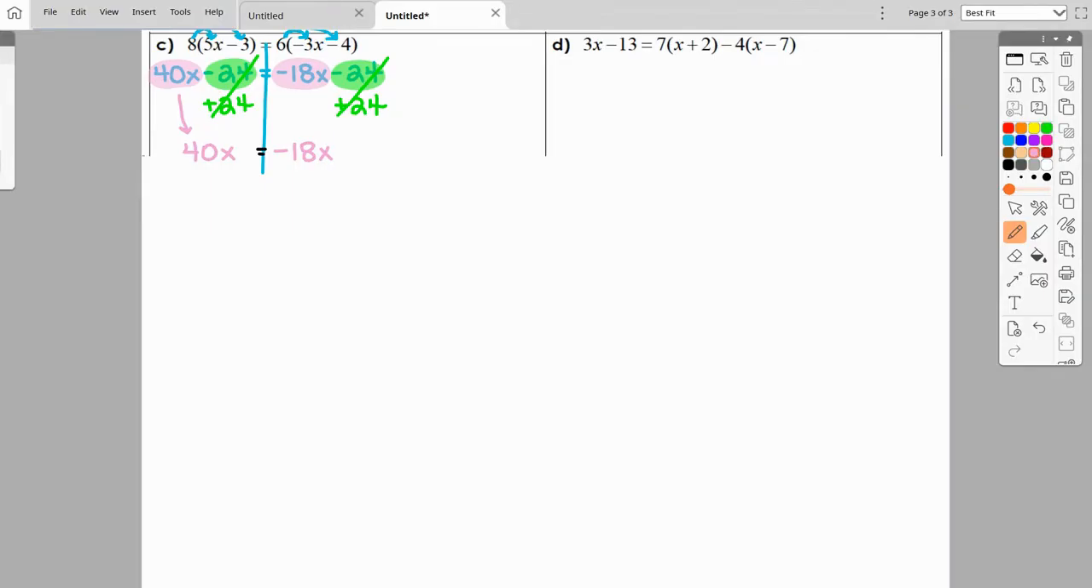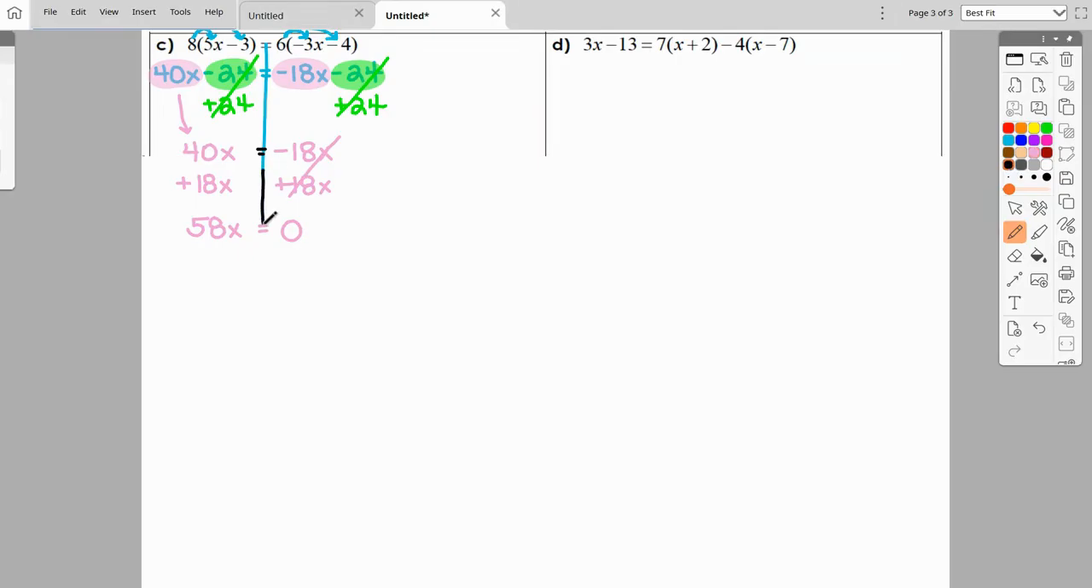Now I've got to combine my x's together. Want to move them to one side? I always like to move them to the left, so that's why I'll move the 18 over by adding 18, so that's the opposite of that negative 18. Cancels out on the right side to a 0 left, because that's 0x left, so that's just 0. And on the right side, I'll add 40 plus 18, which is 58x here.